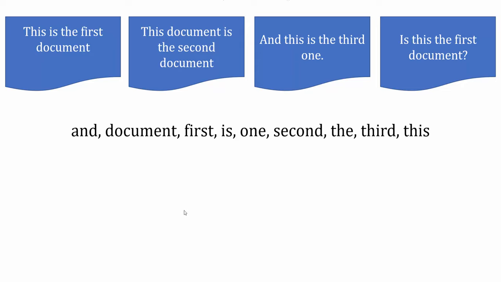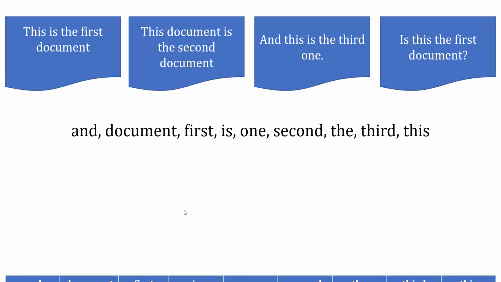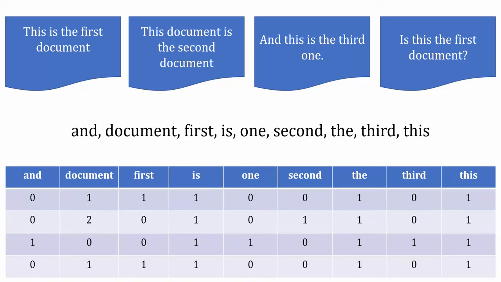Now you can take each of these documents and you can treat these 9 unique words as features or kind of like a column, and you can build this kind of matrix. Here this is the first document, second document, and so on. In the first document, the occurrence of AND is 0 times. Document appeared once, First appeared once. Similarly, in the second document, the word document appeared 2 times. So you say document here, document here. So this is a simple technique of representing words as count.